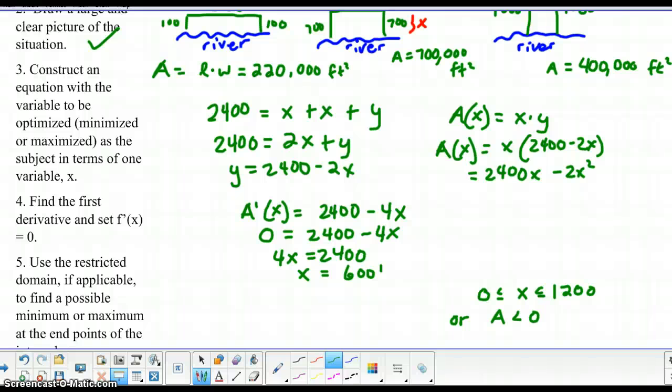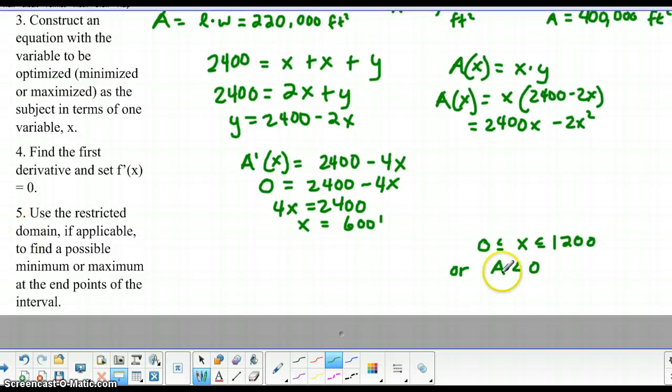Okay, so we found the only maximum in this problem because both of our endpoints are minimums, and the only value of x when we set our derivative equal to 0 was 600 feet. So we have found the only maximum, and now we've done all these steps. We constructed the equation, we set it to 0, and we looked at our endpoint.